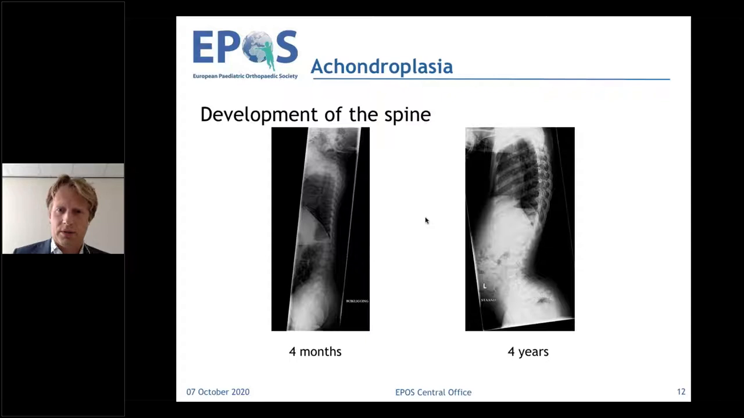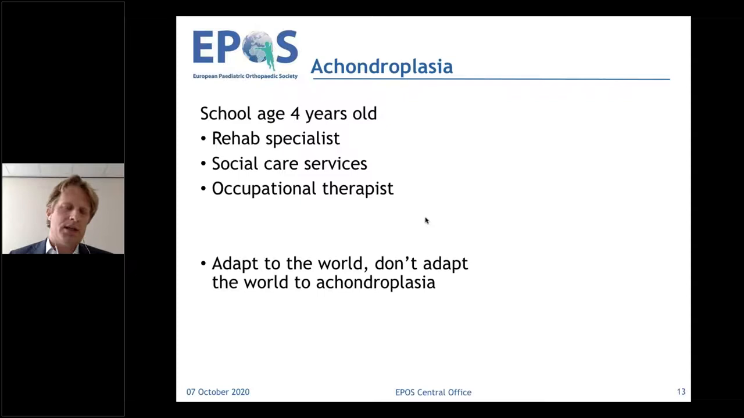Then all clinics in the Netherlands are organized by where the children go to school. So at the age of 4, people tend to go to kindergarten, and it's nice to have a chat then with a rehab specialist and social care services, and to make sure that the occupational therapist understands what achondroplasia is, and that you might not need all these adaptations that they're sometimes suggesting. So our motto is: adapt to the world, and don't adapt the world to achondroplasia.